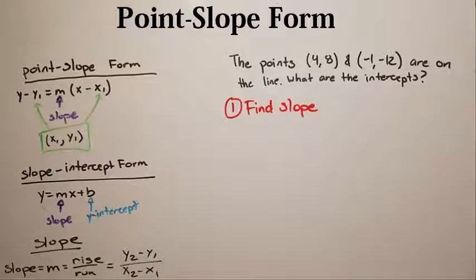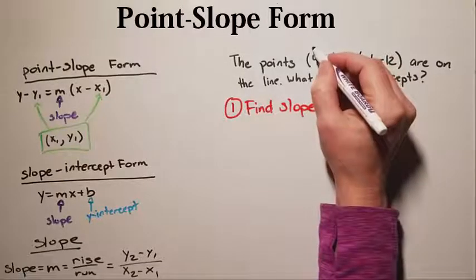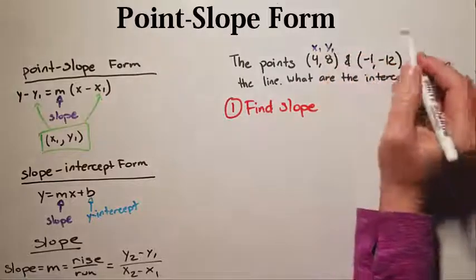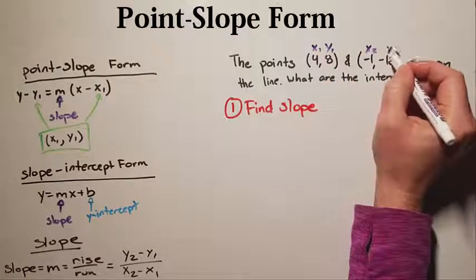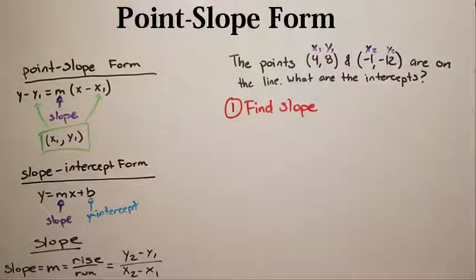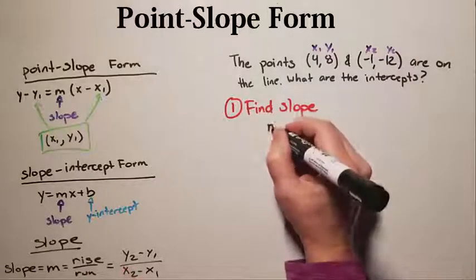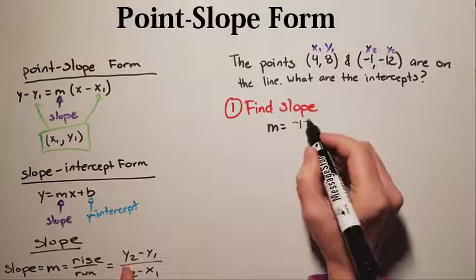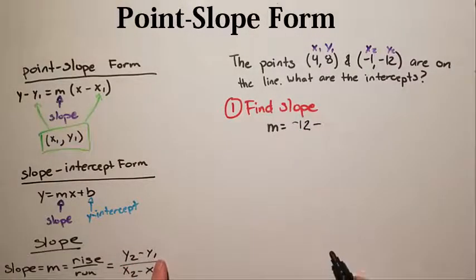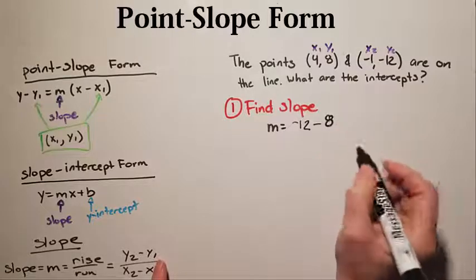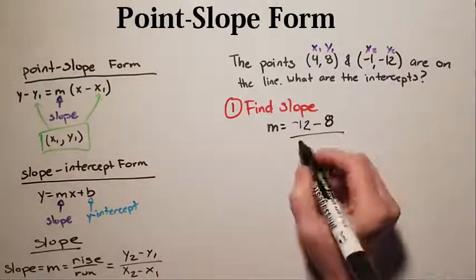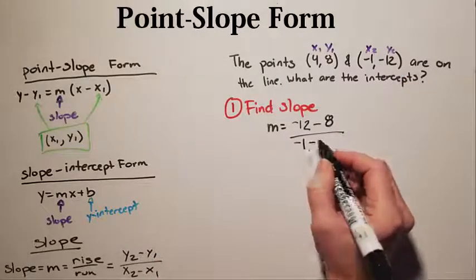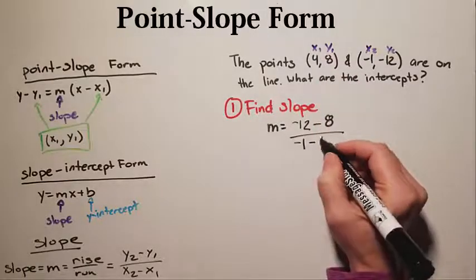So looking at this, I need to identify first. We're going to go ahead and identify this one as (x1, y1). We'll identify this one as (x2, y2). So doing my slope formula, slope is, I need my y2. My y2 is a -12. The rule is to subtract. My y1 is 8. All over my x2. x2 is a -1. The rule is to subtract. I need x1, which is 4.